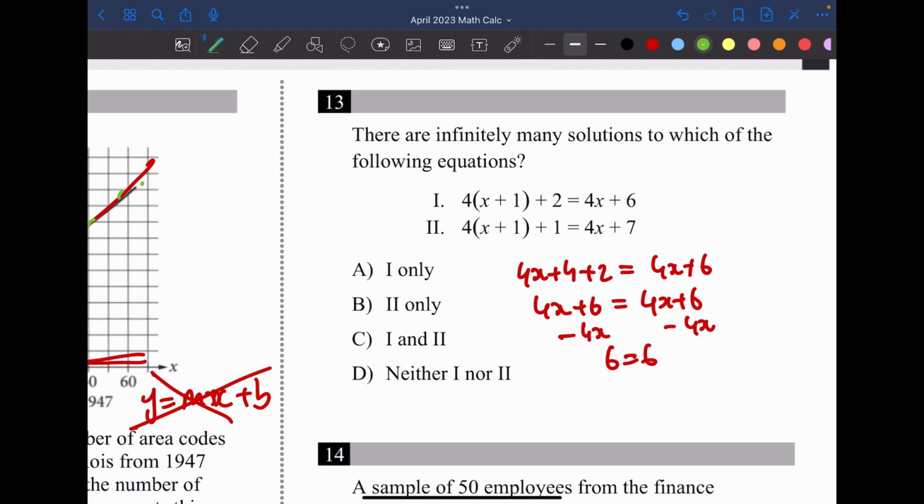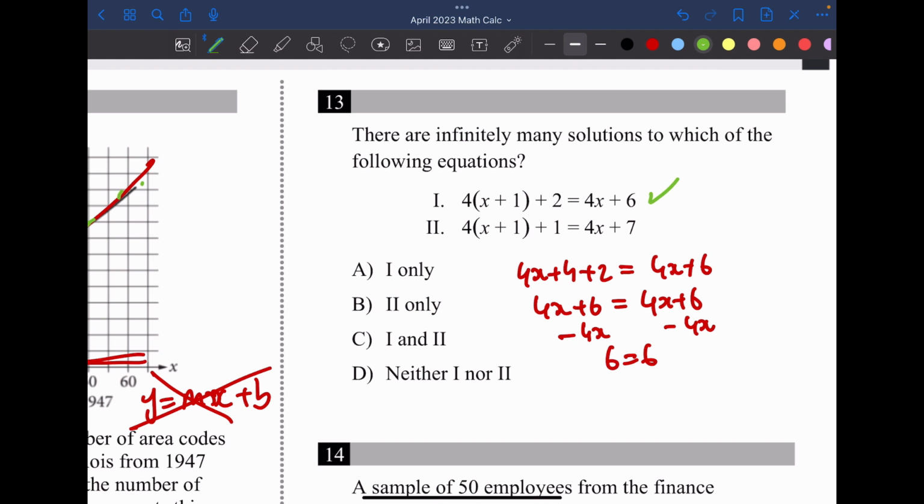Now you have to ask yourself, is 6 equal to 6? That is valid, that's correct. And that means since there is no x in this equation, our equation does not depend on x, that means any value of x would work. Because if you don't have an x in there, it really doesn't matter what you plug in for x, because that cancels out. Since we get 6 is equal to 6, that means the first equation is correct and it has infinitely many solutions.